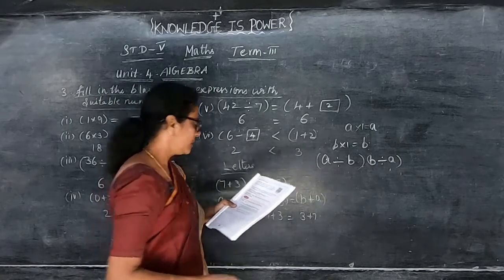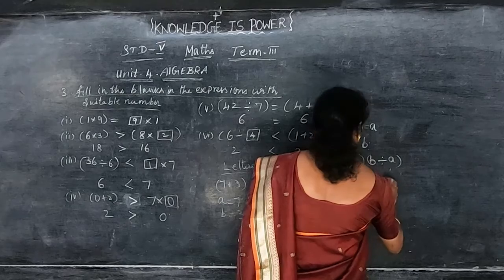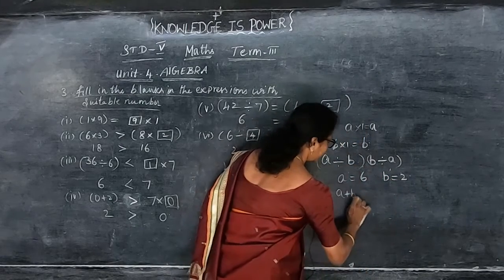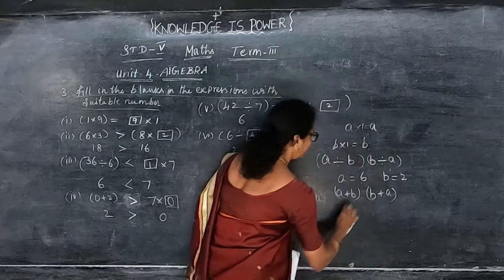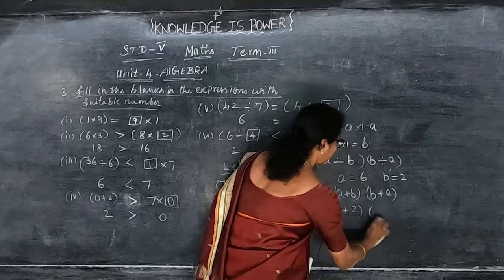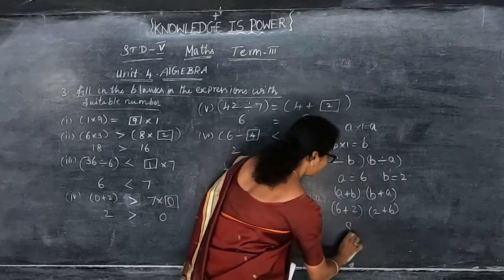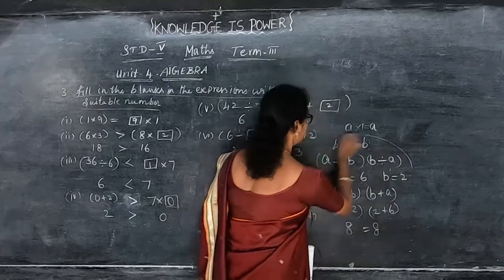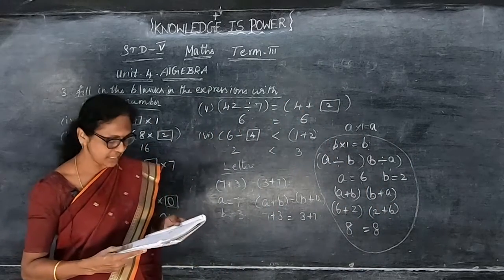Okay, suppose they give the value of A is equal to 6 and B is equal to 2. Now we have to prove A plus B equals B plus A. So A is 6, B is 2. Similarly, B is 2, plus A is 6. 6 plus 2 is 8, 2 plus 6 is also 8. So this is the way of giving the algebraic expression for the letters.